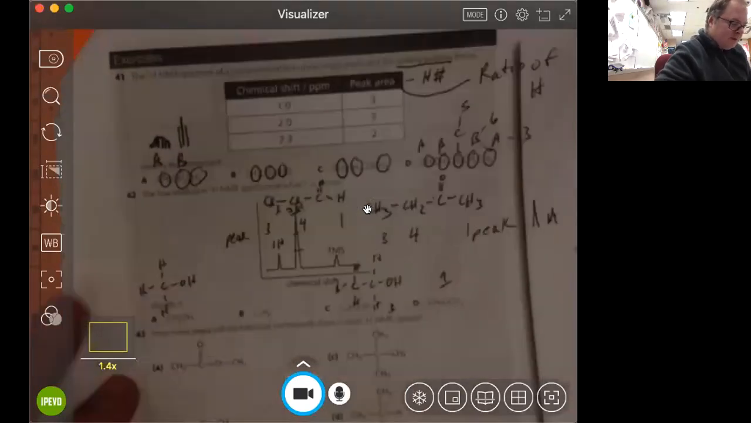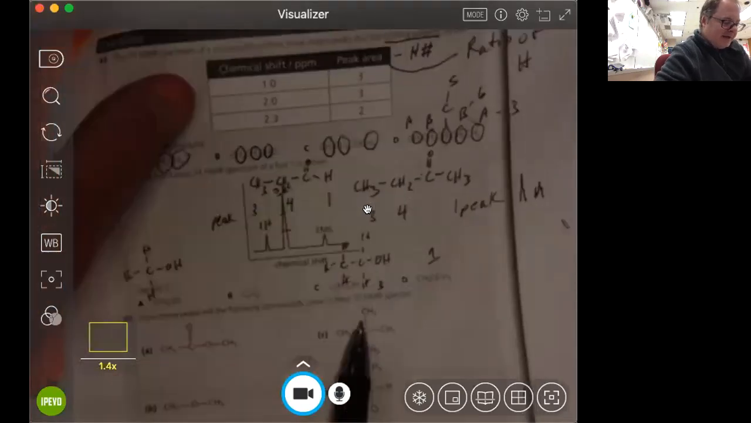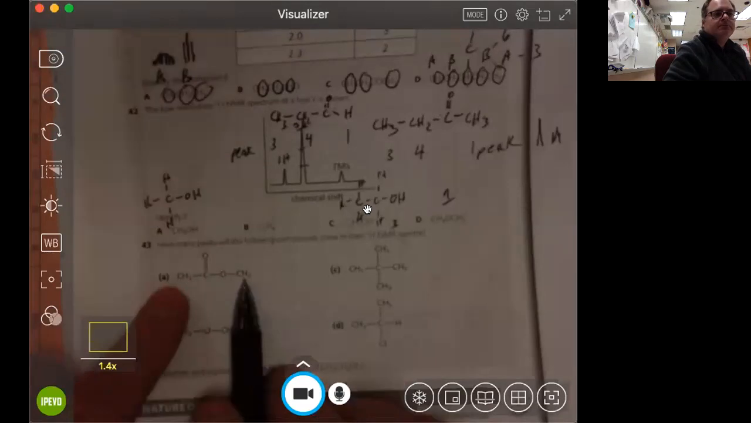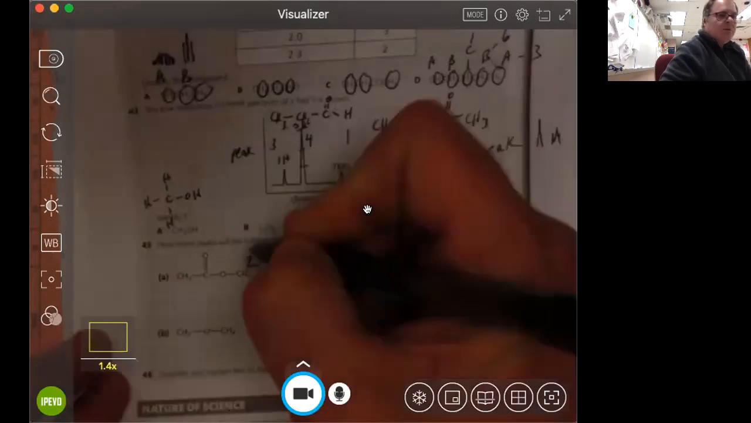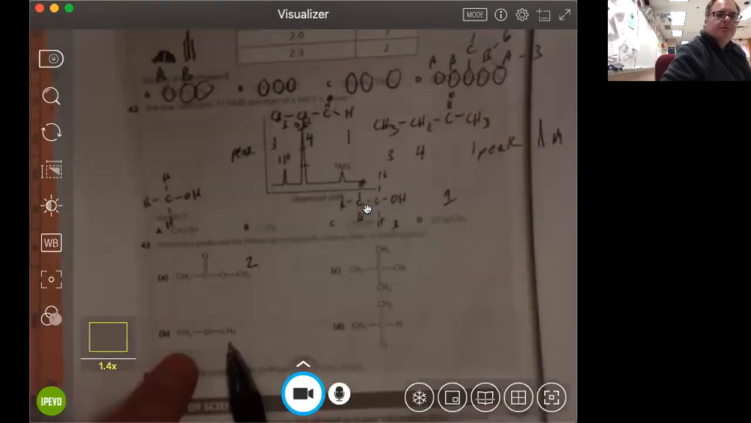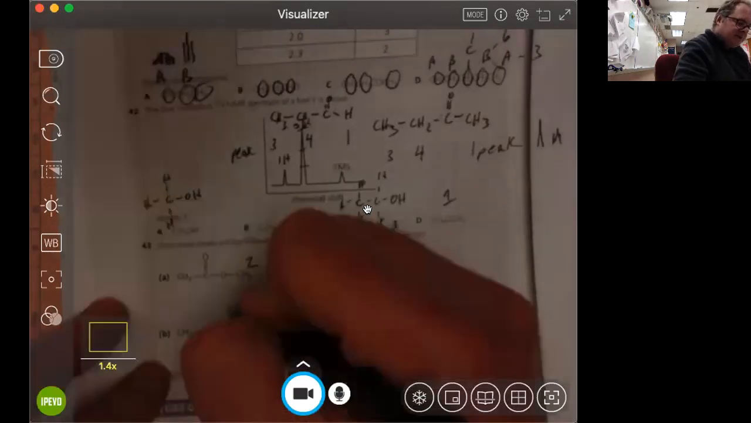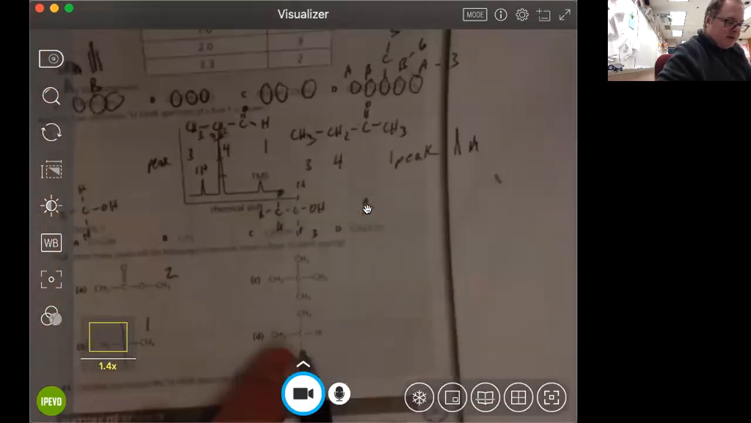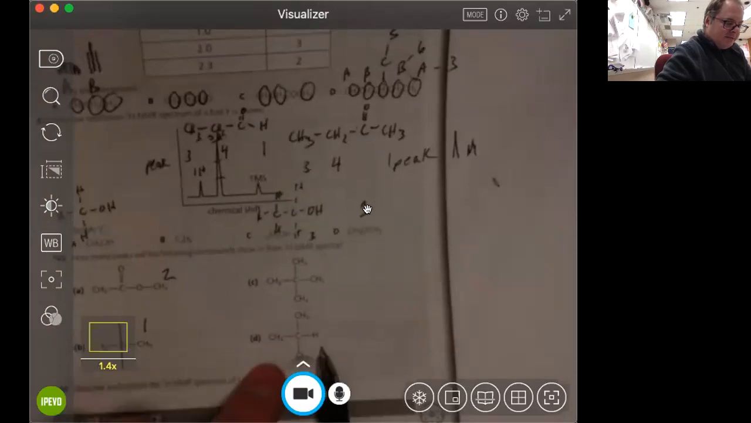How many peaks will each of the following have? Will this be 1 or 2? 2. 1 or 2? 1, because they're the same, right? You could cut it in half and it's the same thing. 1, 2, or 3?